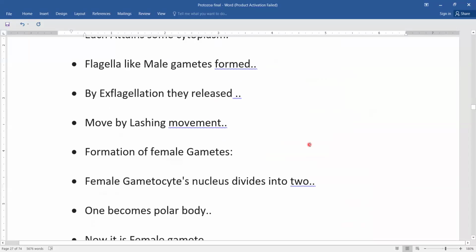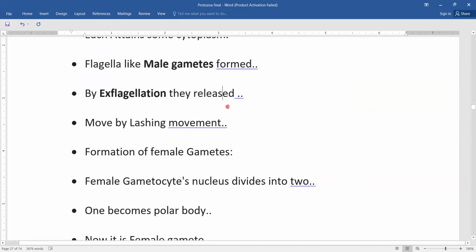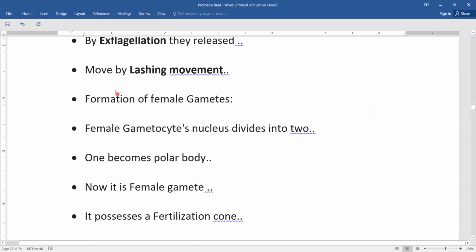Then, by a process called exflagellation, the male gametes are released from the microgametocyte. They show lashing movements in the gut. They move by a process called lashing movement. So that is about the formation of male gametes.